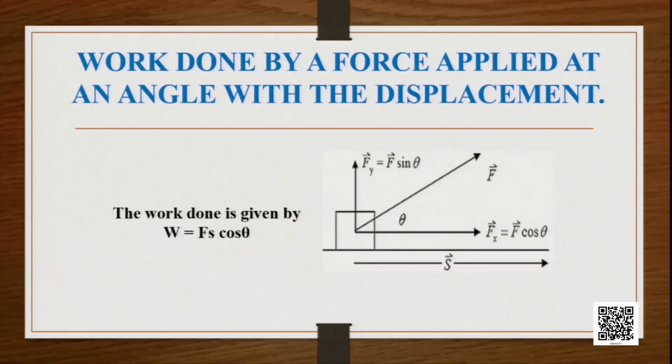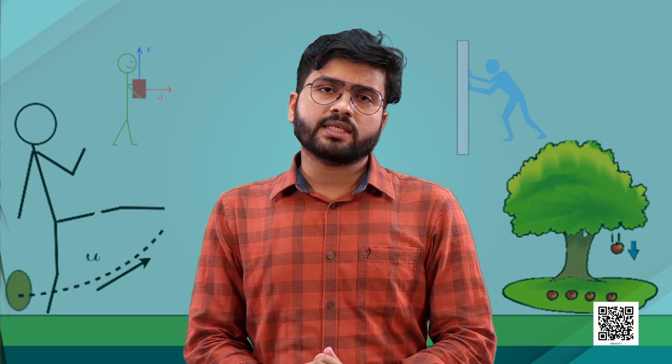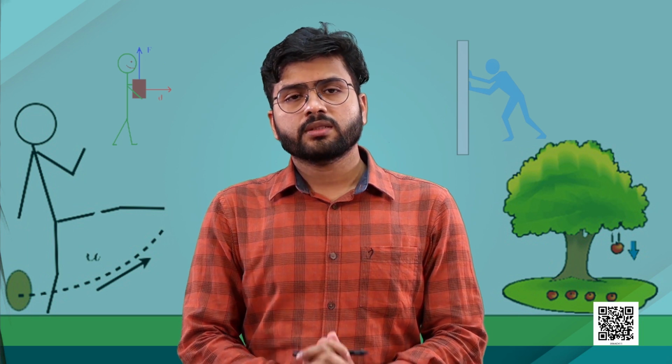So, here we discussed work done when the displacement produced is along the direction of the force, along the line of action. So, how will you calculate if the direction of the displacement and the force is not the same? That means, if we are applying a force at an angle with the displacement, how can we calculate that work? So, in order to calculate that work, we will use the following mathematical equation.